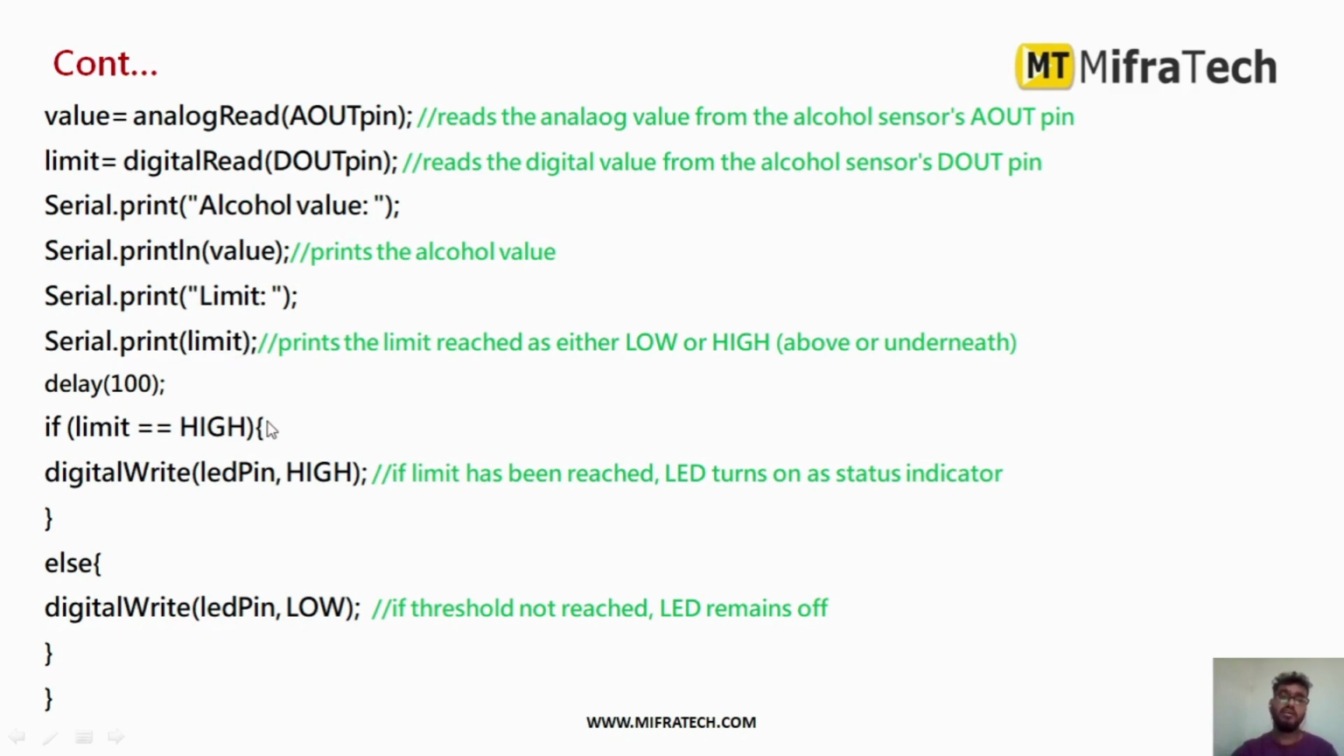Next I am checking the condition whether alcohol is detected or not. If limit is equal to HIGH, it means whenever the alcohol is detected, the sensor's limit value will become 1, otherwise it will be 0. So I am checking that limit is high. If it is high, it means the alcohol is detected, and at that time I am turning on the LED. So I am making digitalWrite of the LED pin HIGH. Else, I am making the LED LOW whenever there is no alcohol detection.